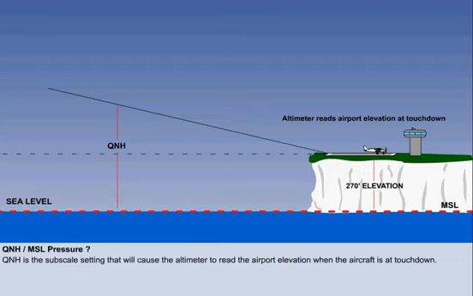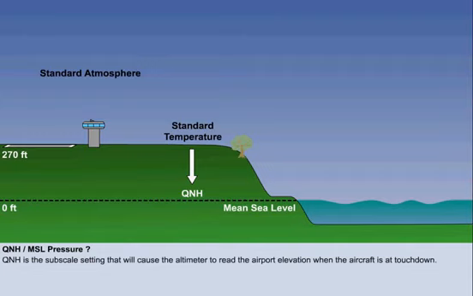You will remember that we defined QNH as the subscale setting that will cause the altimeter to read the airport elevation when the aircraft is at touchdown. We also said that, broadly, it gives a pilot his altitude above mean sea level, but that is not the correct definition because of the possibility of temperature errors. The definition to be used is always the one we have just given. Let's see why there's a difference.